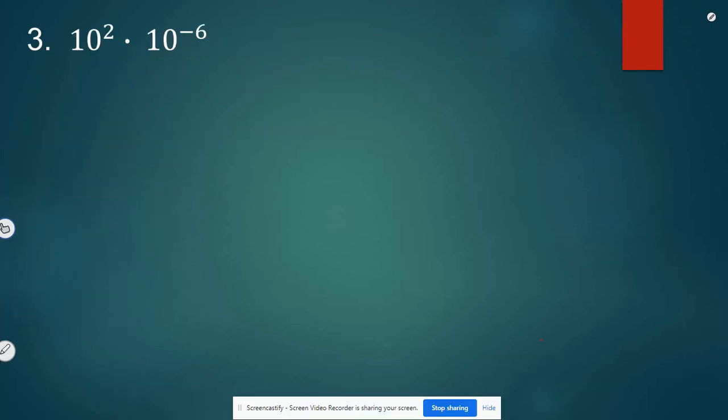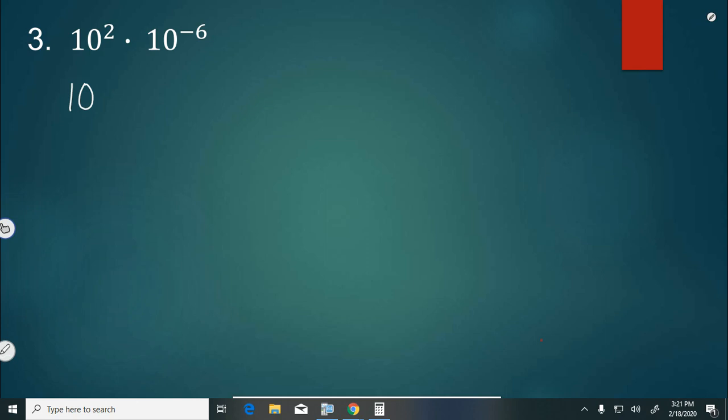Number 3, same idea. So 10 to the second times 10 to the 6th is 10 to the second plus negative 6, which is 10 to the second minus 6, which is 10 to the negative 4th, or 1 over 10 to the 4th, rewriting it with a positive exponent.